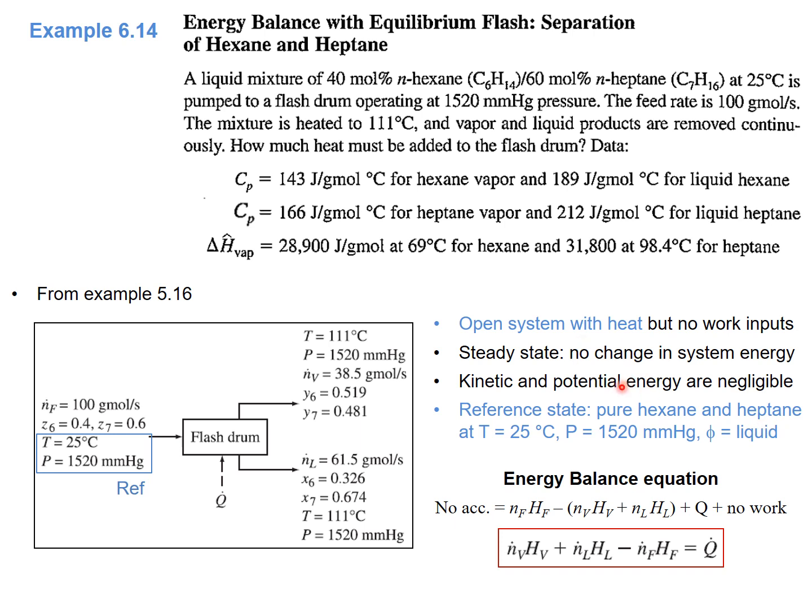Then the energy balance equation: no accumulation is equal to in minus out. Inside the input, you cannot find kinetic and potential. Inside the output, you cannot find kinetic and potential. The only thing you can find is the enthalpy term. So feed stream enthalpy minus vapor enthalpy on the top stream and liquid enthalpy for the bottom output stream, plus heat, plus no work. So finally vapor plus liquid minus feed is equal to heat. So we will try to calculate heat.